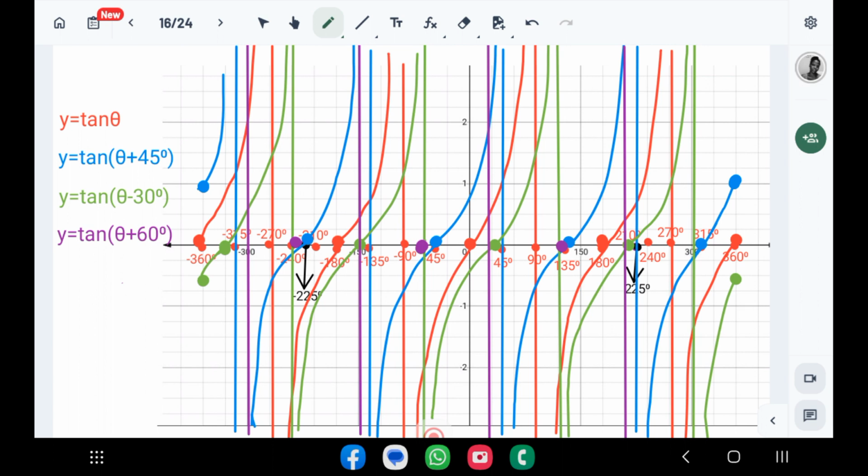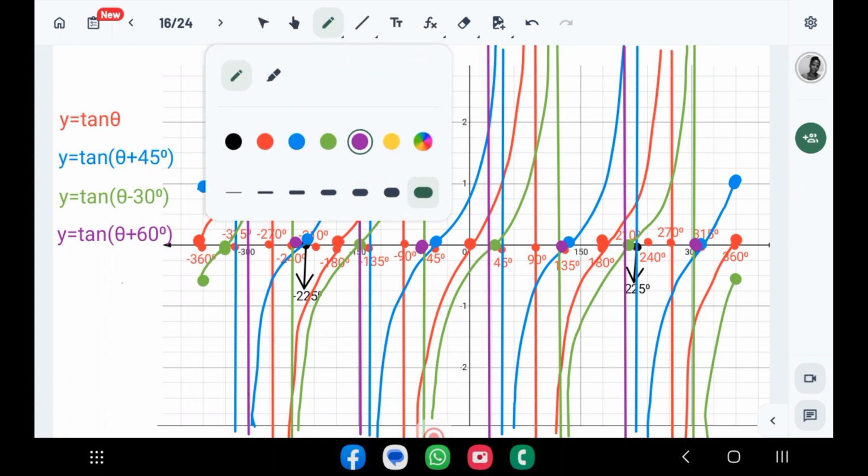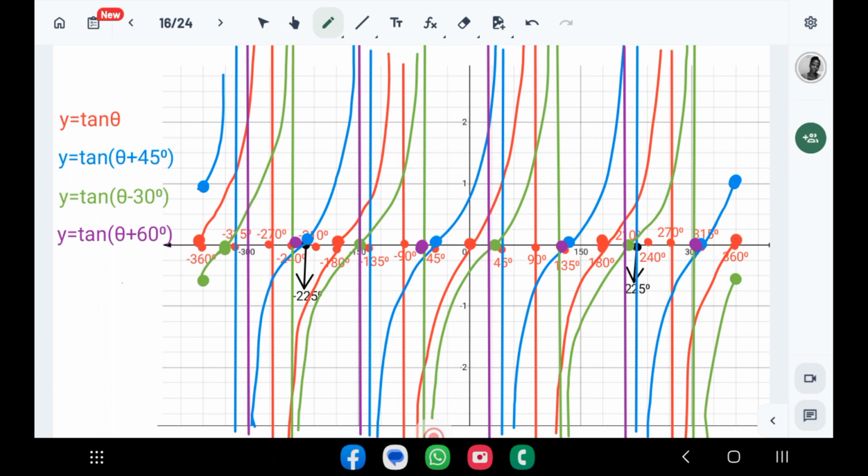Next, 120 plus 180 gives us 300. So 300, here is 300. There is 300. So that's where we land. Okay. Next one is outside of range at 480, so we don't count that one. And now we use the asymptotes and the x-intercepts to draw the graphs.